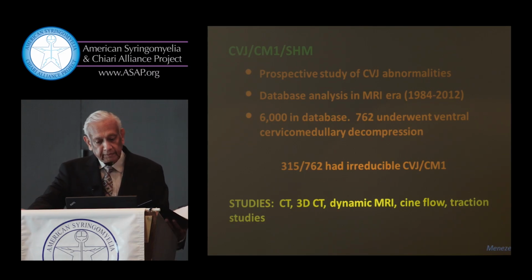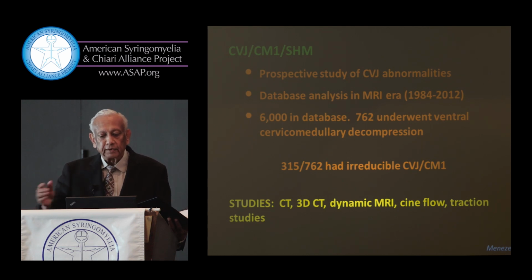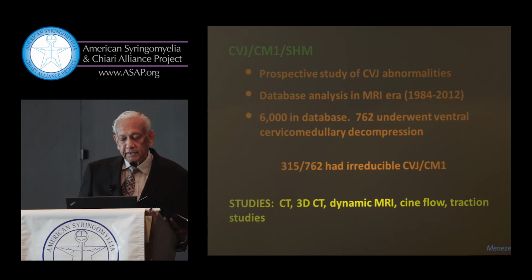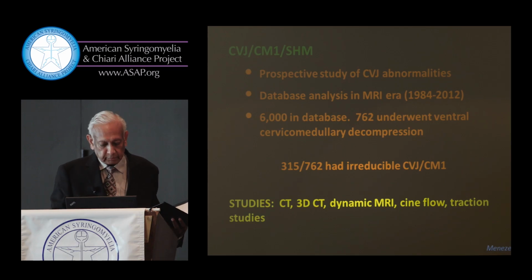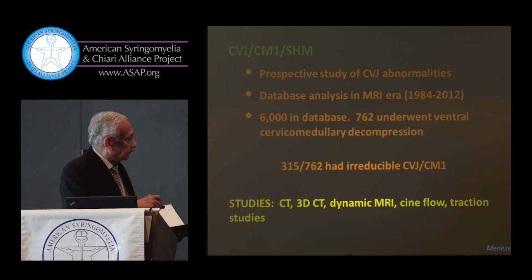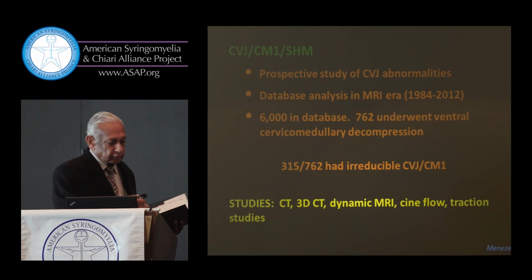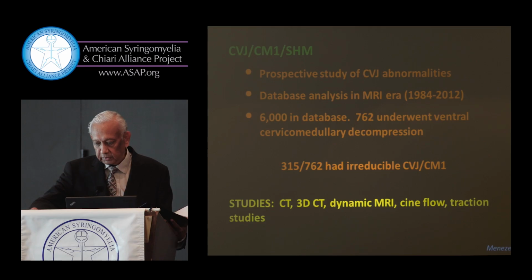In this database, we had over 6,000 patients. It's huge. 762 underwent a ventral decompression of the cervicomedullary junction. 315 had irreducible abnormalities at the craniovertebral region, and these were patients who had Chiari abnormalities. The studies, you've seen all the studies, that I won't belabor you with.